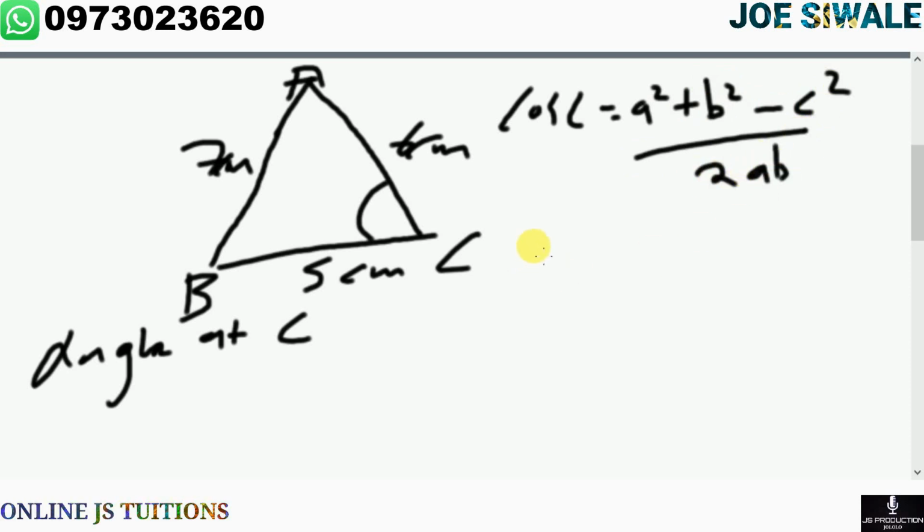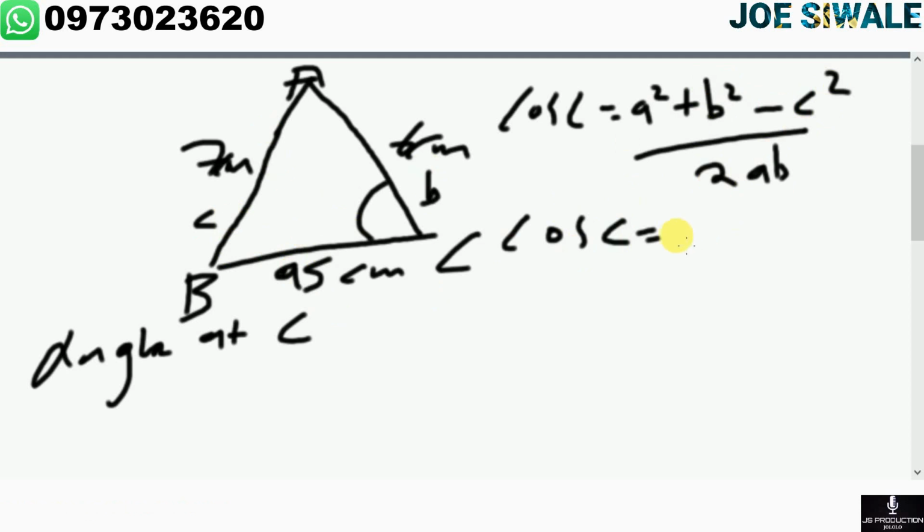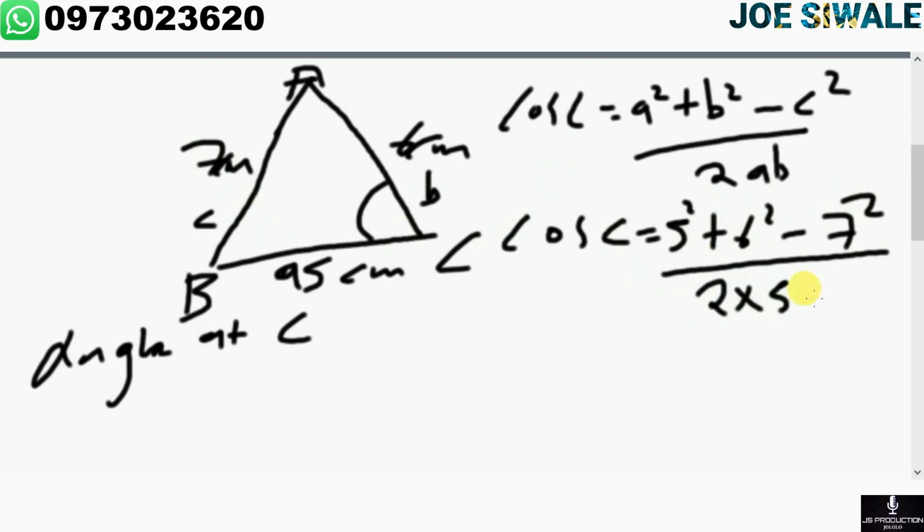Then I'll say cos C is equal to, let me place my small letters. I know that this is A, this is B, this is C. So my A here, I know that's 5. So that is going to be 5 squared plus B here, that's 6 squared minus C. What's my C? My C is 7. So 7 squared divided by 2 multiplied by 5 multiplied by 6.